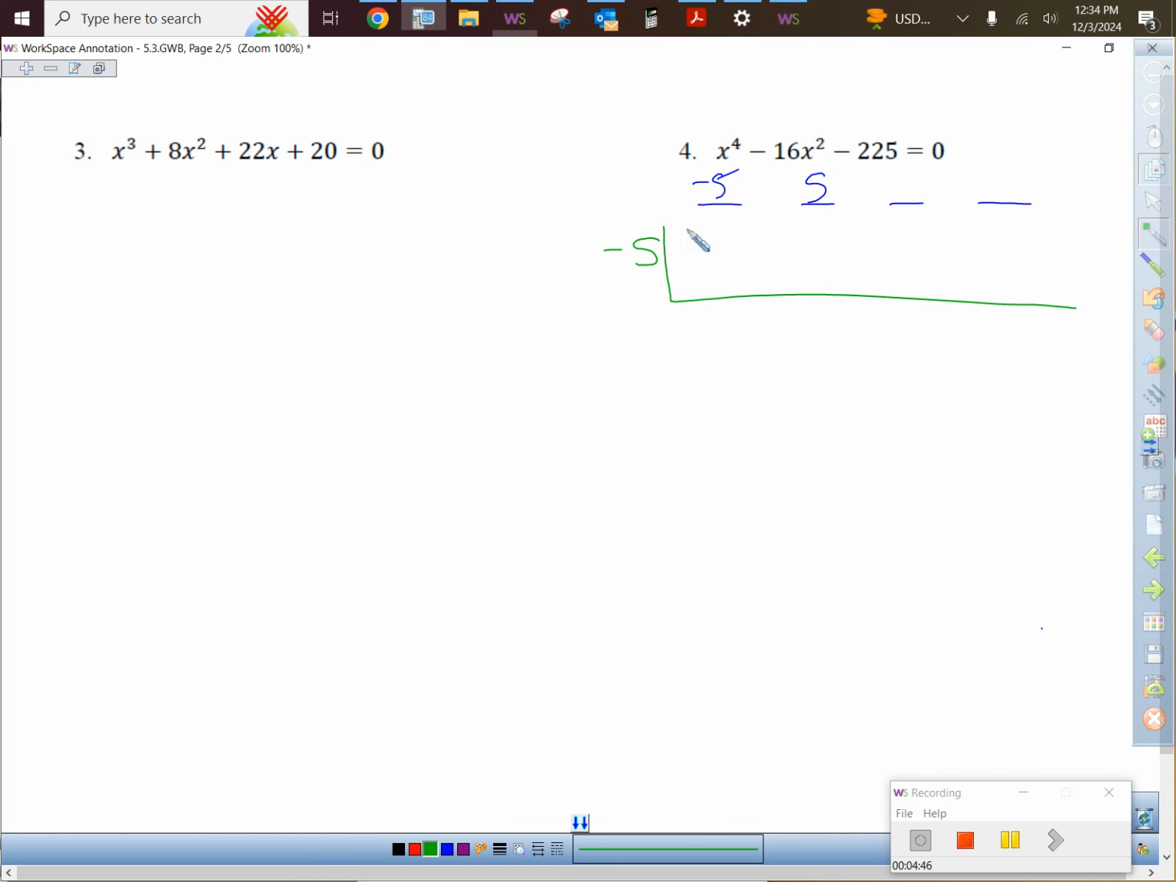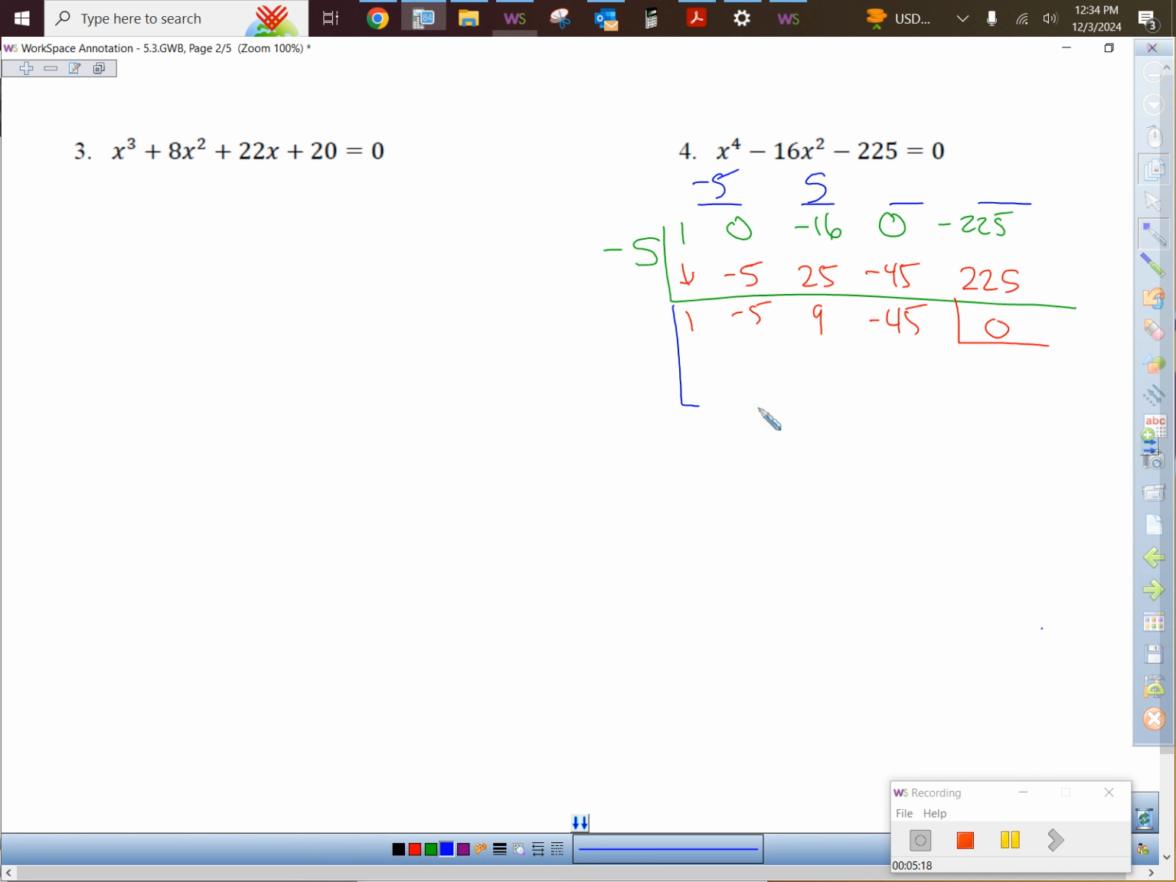So first round, there is 1x to the 4th, 0x cubed, -16x squared, 0 x's, and -225 constants. Remember those placeholders. First guy comes down, then multiply on the outside, and then add them up. That's a positive 25 right there, and then add those up and get yourself a 9, and then a negative 45, and add those up, and then this guy does turn out to be 225. We get ourselves a remainder of 0, which is supposed to happen.